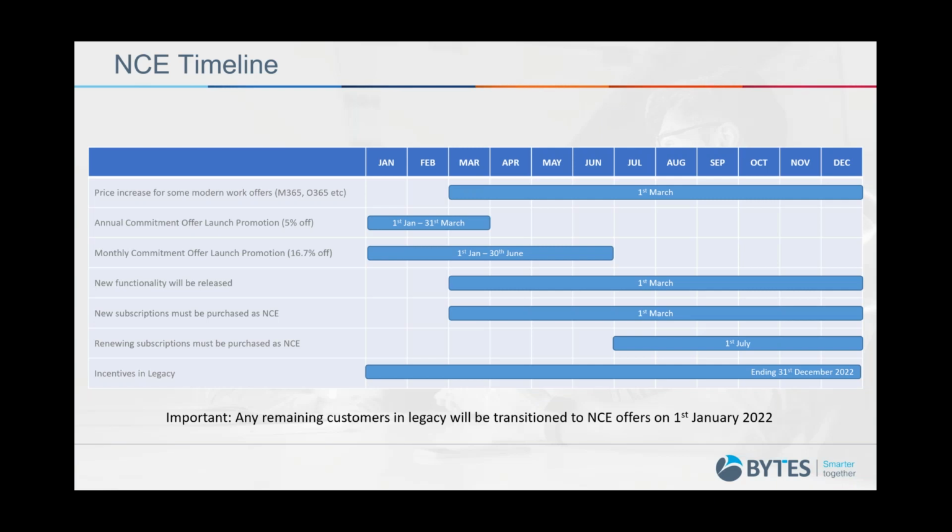And then finally is the incentives in Legacy. Again, Microsoft originally announced that they would end any incentive payments through Legacy CSP at the end of September. That's now been extended to the end of December, which means any customers buying through Legacy will have up until the end of December, at which point we're going to move all of those customers over to NCE so that incentives continue to be paid to you as the partner if you're eligible for those incentives.